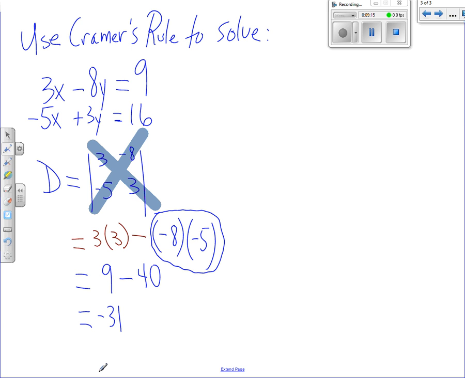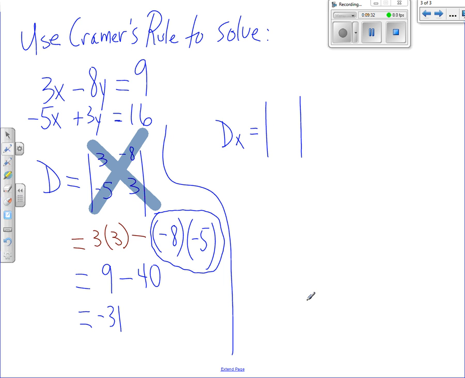Yuck. Okay, don't let the numbers scare you. It's okay if they come out weird because in the end they'll likely work out to something that's prettier to look at. Negative 31 doesn't look so friendly to me right now, but let's see what happens. Let's just keep rolling with this.